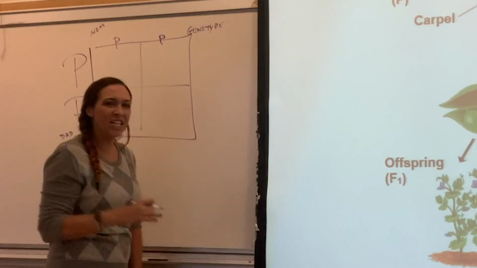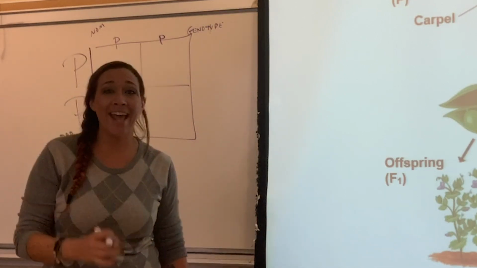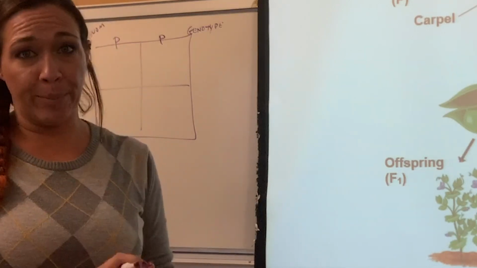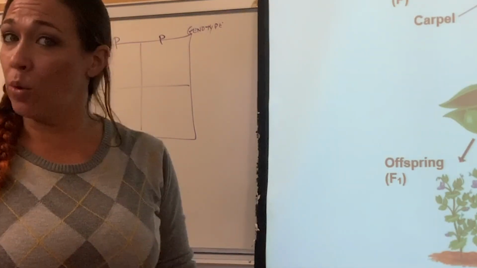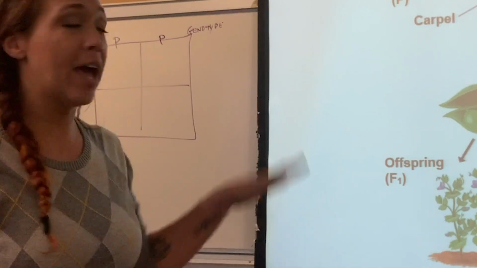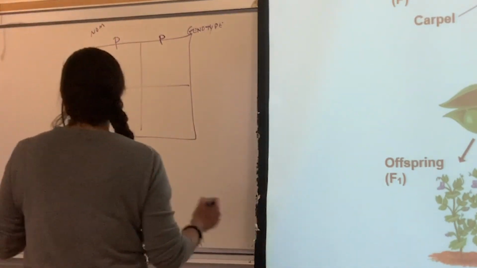And again, genotype is your genetic makeup. What are your alleles consisting of? Are you capital P, capital P? Are you capital P, lowercase p? Are you lowercase p, lowercase p? Right? That would be that homozygous either.